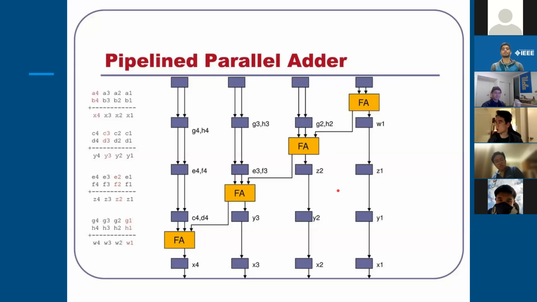All right, got a lot of great questions on this slide. Any more? All right, so how do we do this in Verilog?